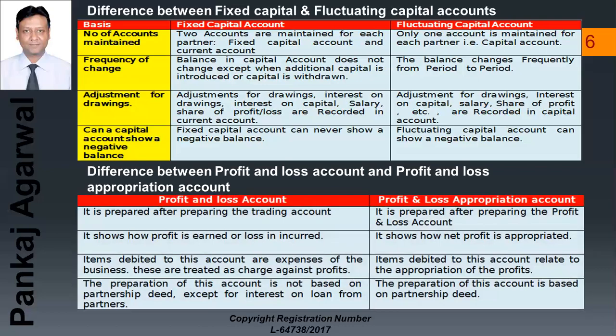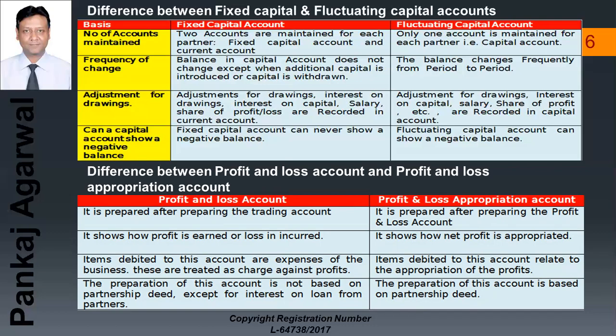Profit and loss account is prepared after the trading account, whereas the P&L appropriation account is prepared after the profit and loss account. Profit and loss account shows how the profit is earned or losses incurred during the accounting period, whereas the P&L appropriation account is just the appropriation of the profit. It shows how the profits are distributed among the partners.